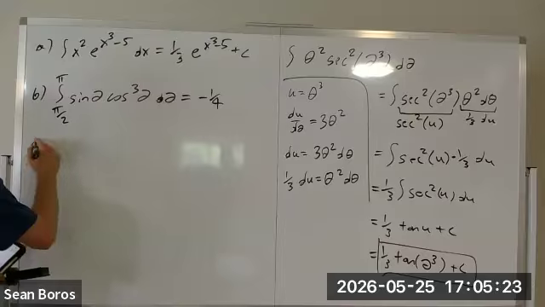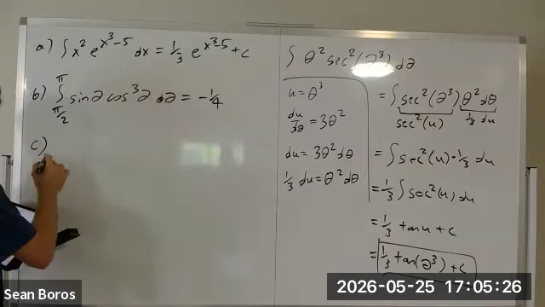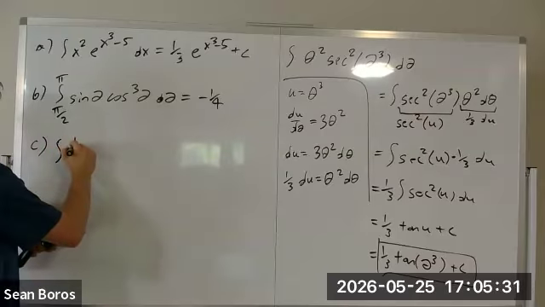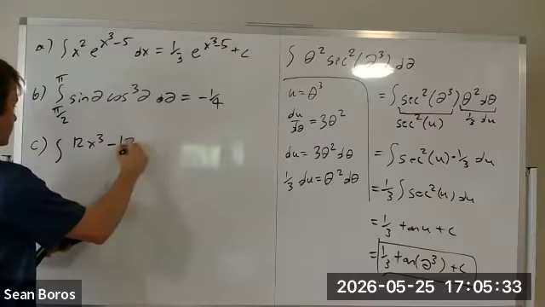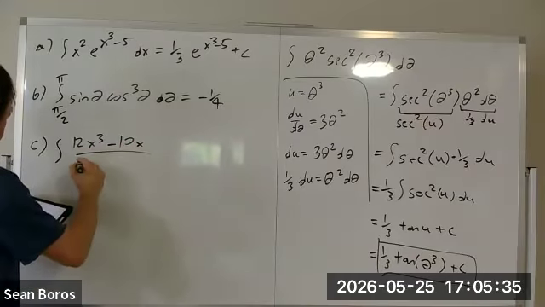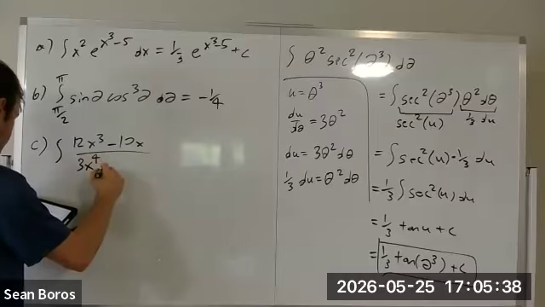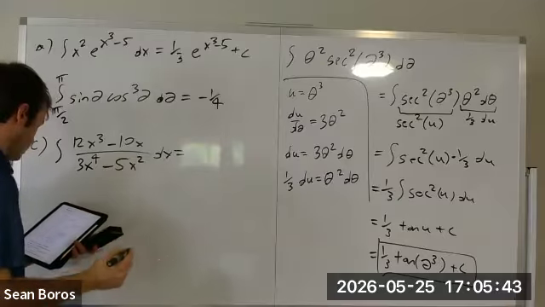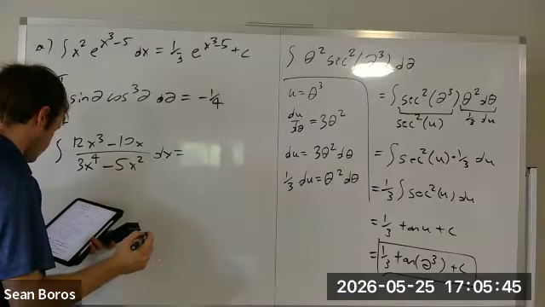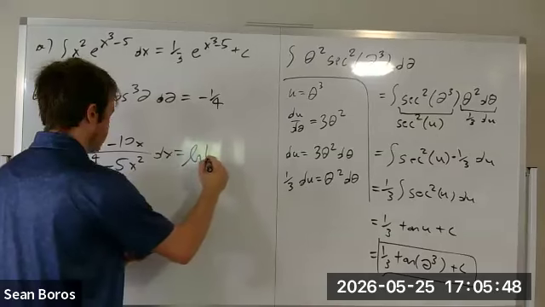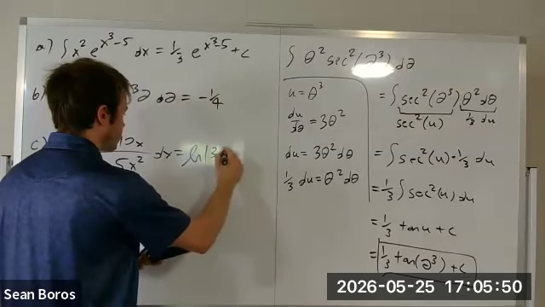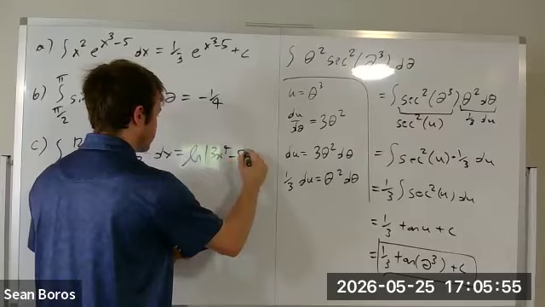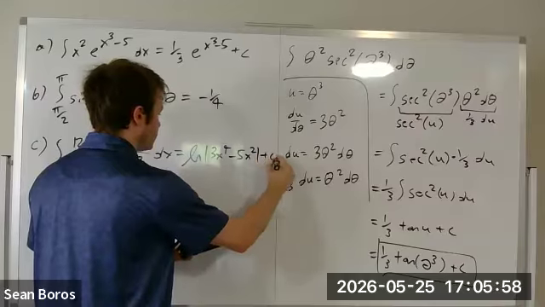And then part C is going to be the integral of 12x cubed minus 10x over 3x to the 4th minus 5x squared dx. This is going to be equal to the natural log of the absolute value of 3x to the 4th minus 5x squared plus c.